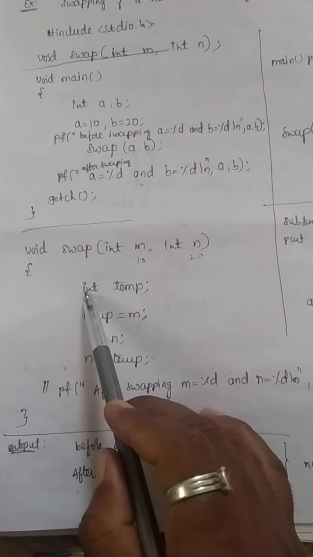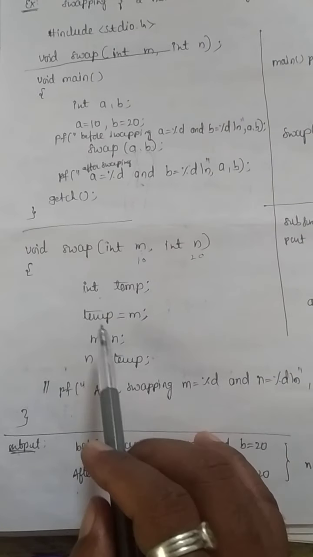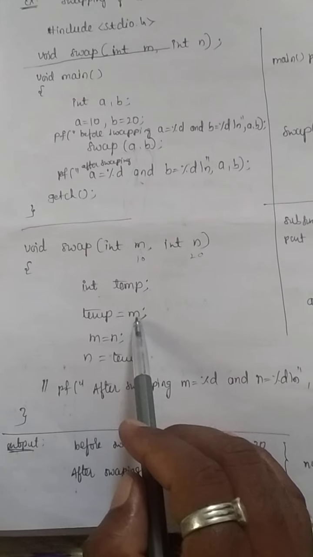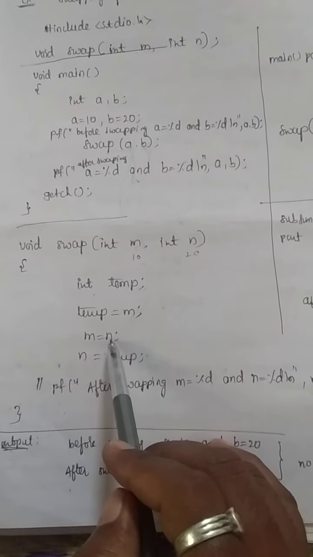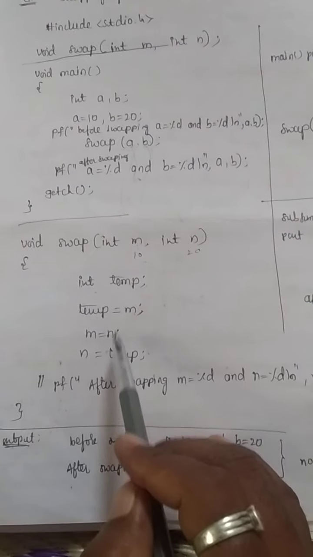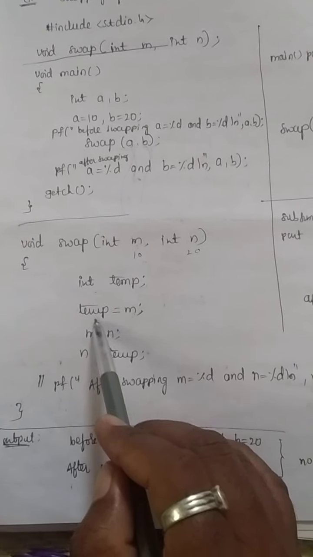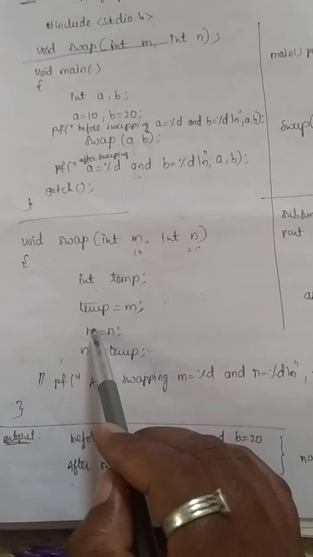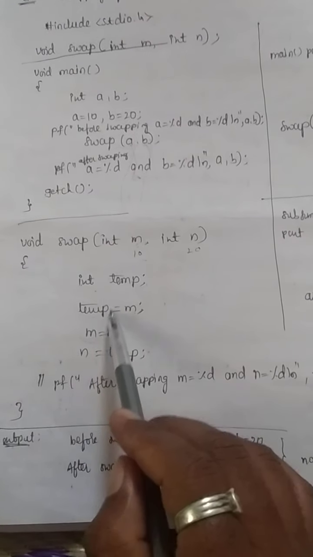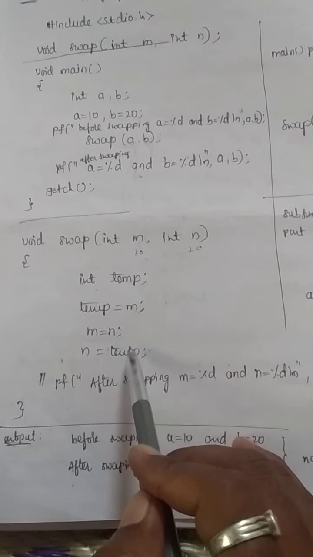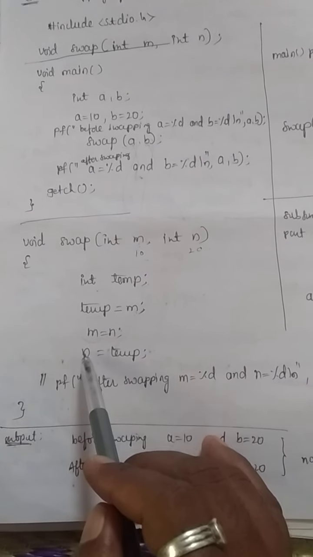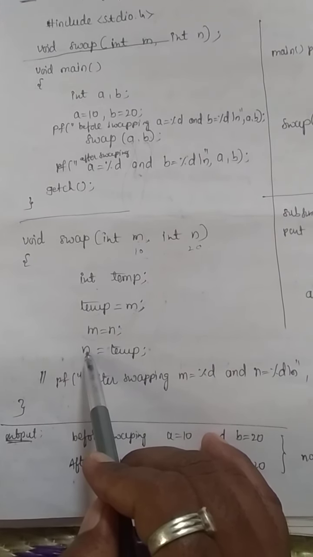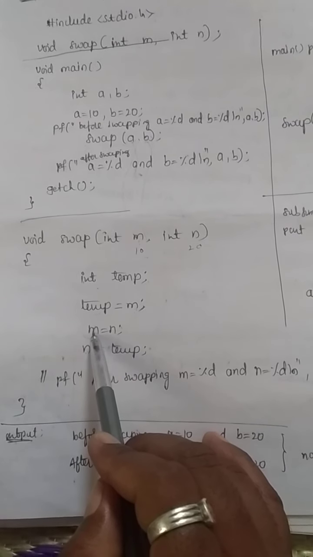Here I am taking one temporary variable, int temp. Then I'll assign the first value, m value, how much? 10 to temp, and n value, how much? 20 to m. It means now m is updated to 20. After that, whatever value is stored in temp, that is 10, is assigned to n. So now n contains 10 and m contains 20.